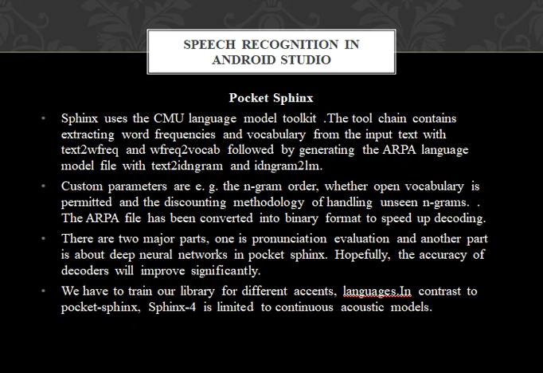There are two major parts. One is pronunciation evaluation and the other is about deep neural networks in Pocket Sphinx. Hopefully the accuracy of decoders will improve significantly. We have to train our library for different accents and languages. In contrast to Pocket Sphinx, Sphinx 4 is limited to continuous acoustic models.